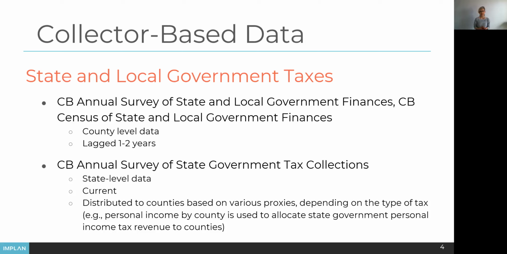Now, how we combine these three data sets is that we first get them all into the same year. By inflating or deflating, we get them all into the same year so that the dollar values are comparable. And then we start with the census because it is the most complete.